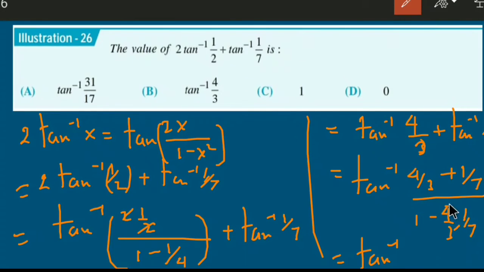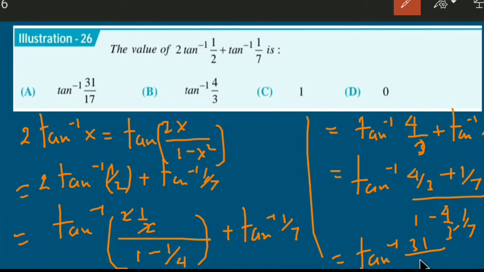7 times 4 is 28, plus 3 is 31, and 31 upon 21 minus 4, that is 17, correct. So 31 by 17. So hence option A is correct.